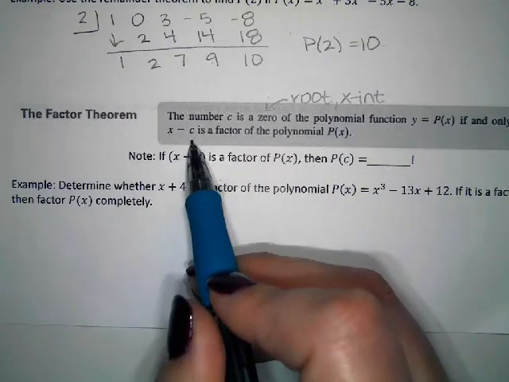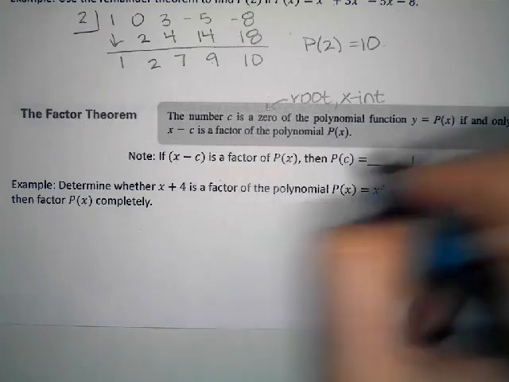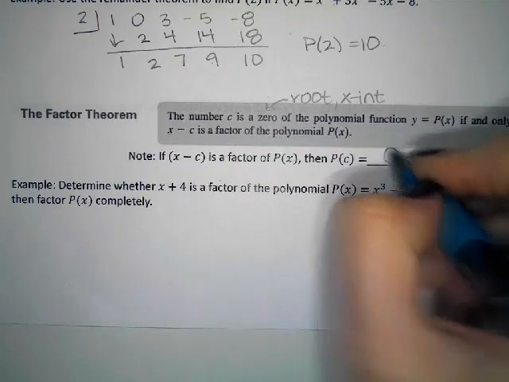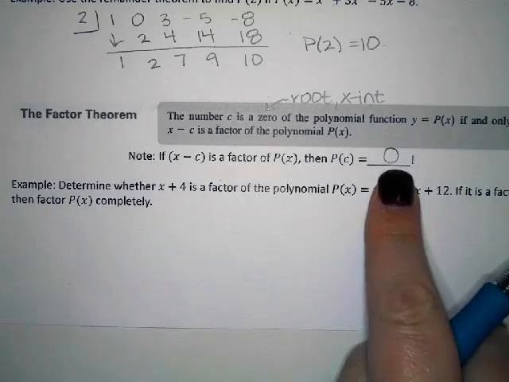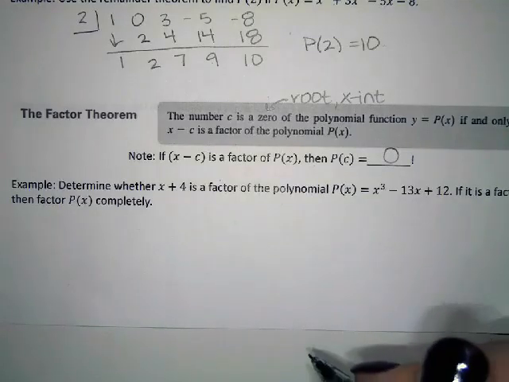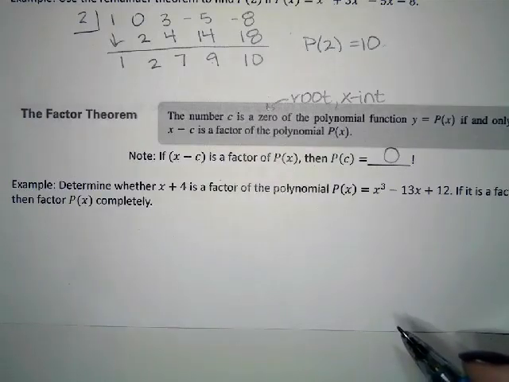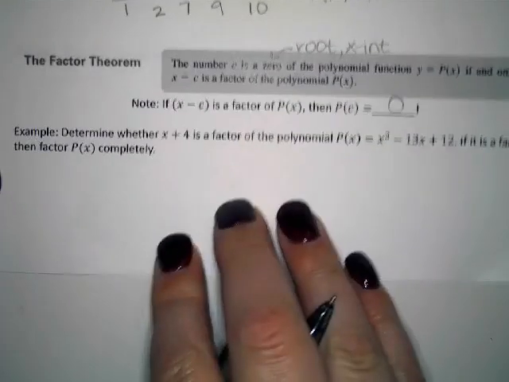This is what I was talking about before. The remainder is going to be 0. There will be no remainder. It's going to divide evenly if it's a factor. So this says determine whether x minus 4 is a factor, and then if it is a factor, go ahead and finish factoring p of x.